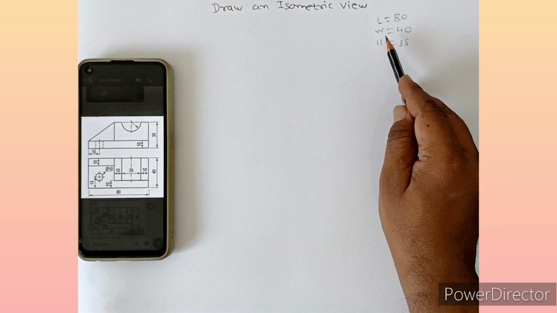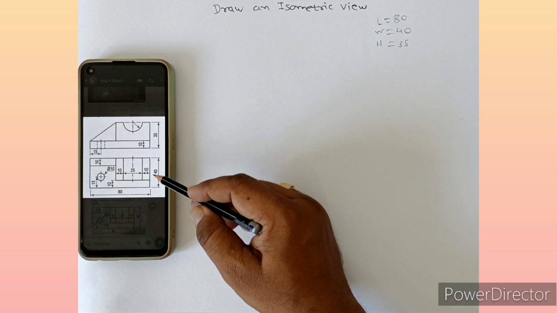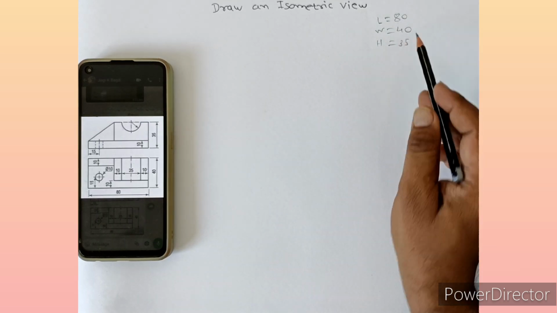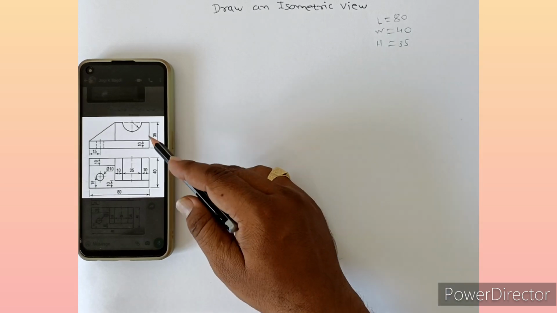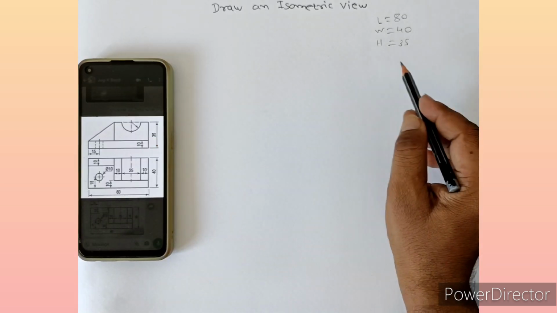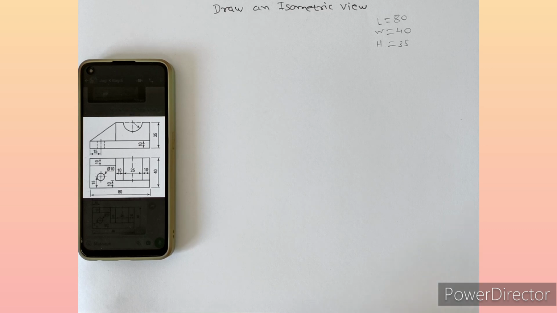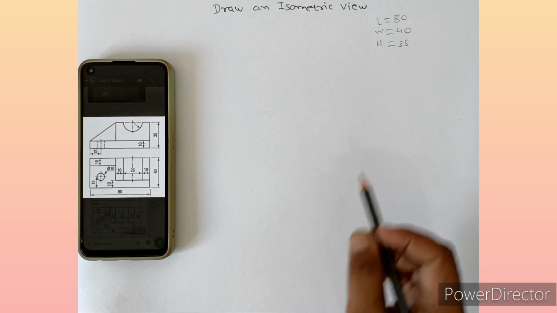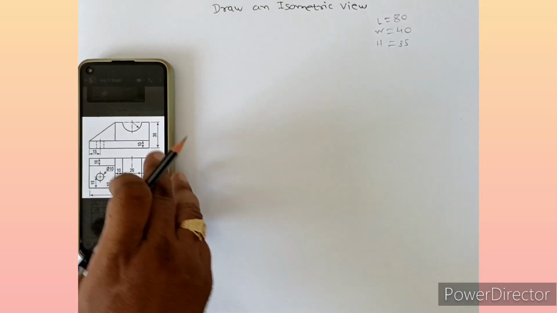Now width we can see in the plan. This is the plan, which is 40 mm. Okay, height we can see in the elevation, which is 35. Okay, now students, what you have to do? You have to draw a cube on the basis of length, width and height.